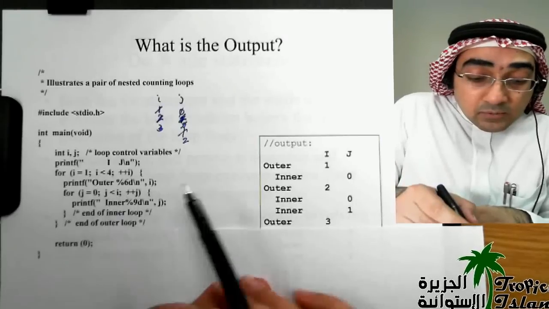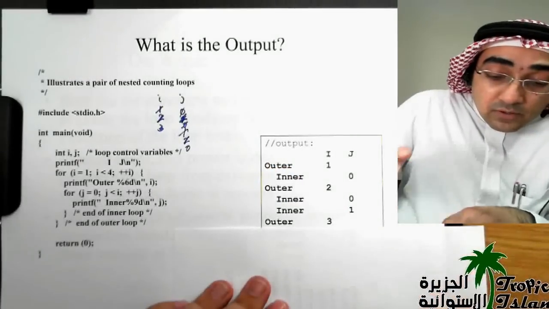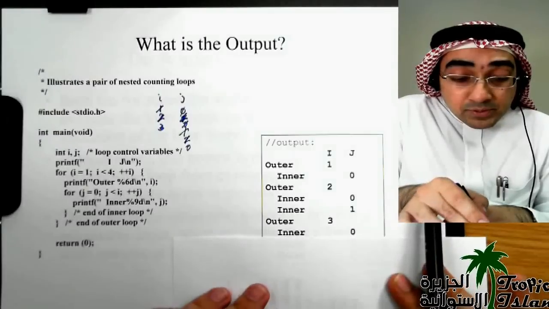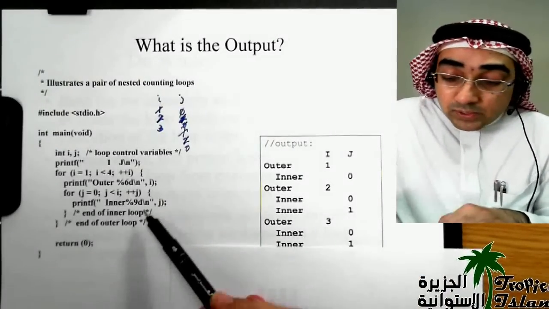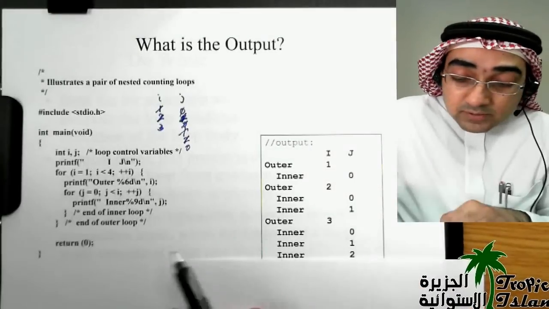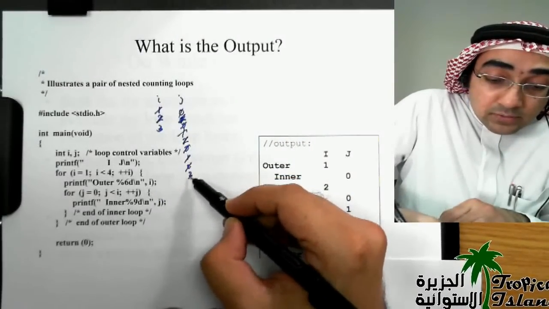And then I'm going to go inside the J loop and I'm going to assign J to be 0. So this has become 0. And then I'm going to print inner 0. Then I'm going to increment J by 1 and print inner 1. Then I'm going to increment J by 1, which is inner 2. Then I'm going to increment J by 1. So 0, 1, 2. It's going to become 3.